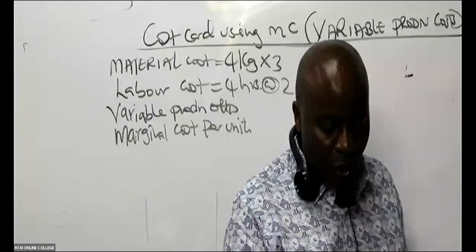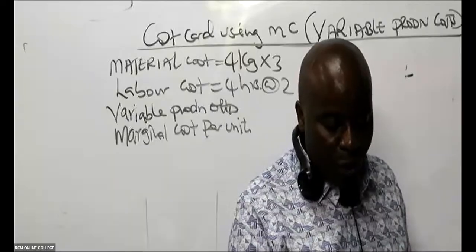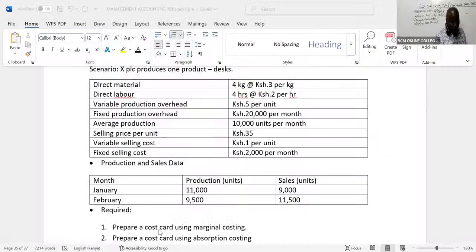So part 2 of this question, my good students, what do they want me to do? They want me now to prepare a cost card using absorption costing. Under absorption costing, you absorb everything, production. What do we do with absorption costing? I shall copy everything that I have here, apart from this.